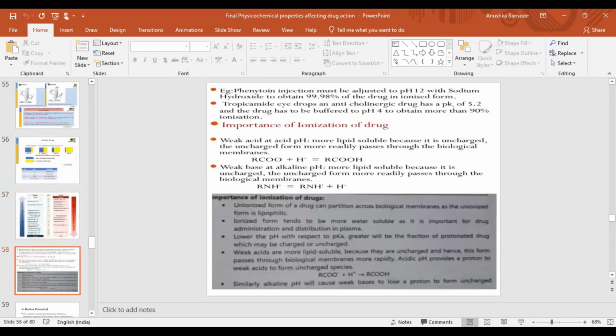Now, importance of ionization. The unionized form of a drug can partition across biological membranes as it is lipophilic. The ionized form tends to be more water soluble, which is important for drug administration and distribution in plasma.